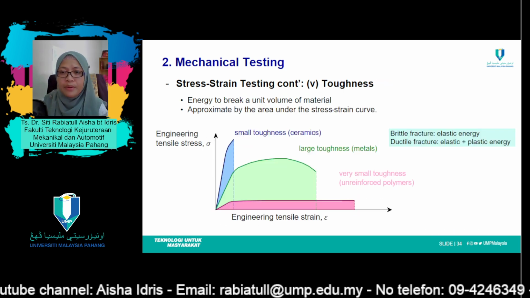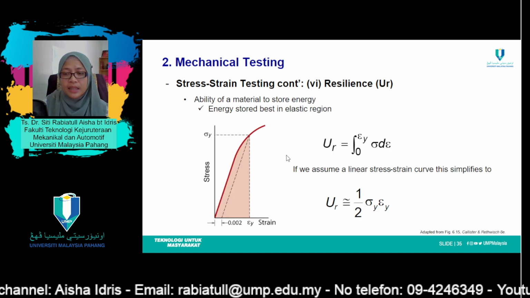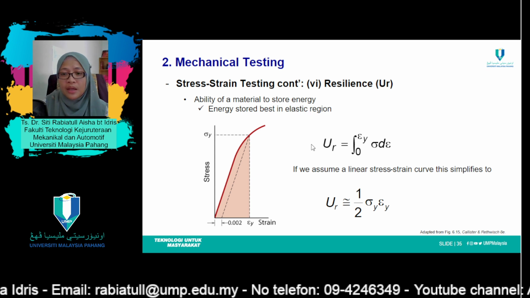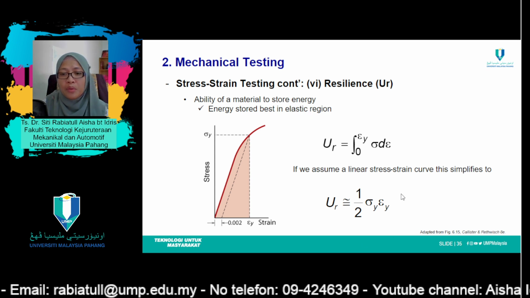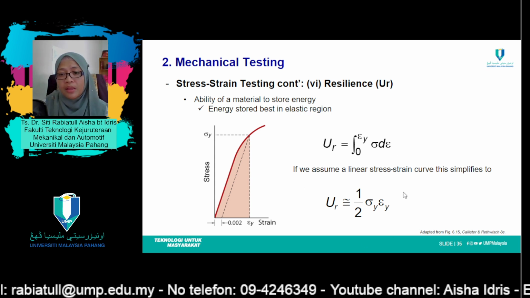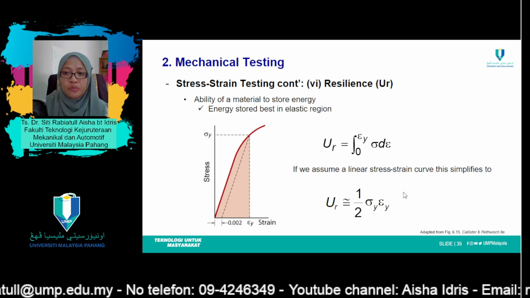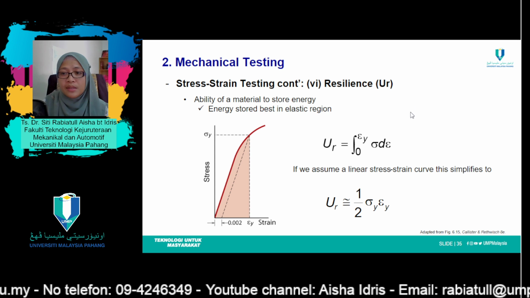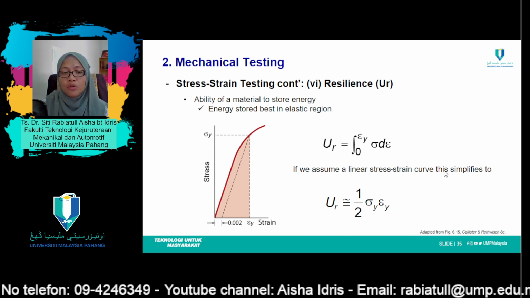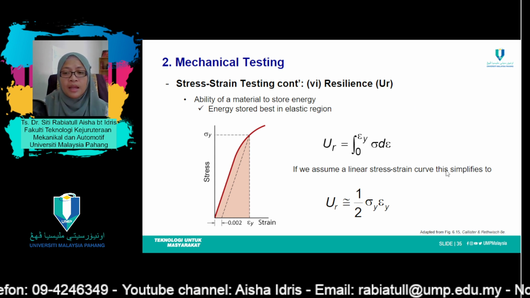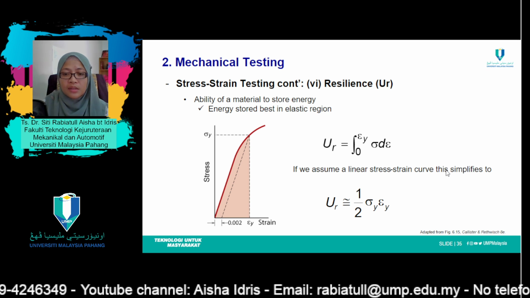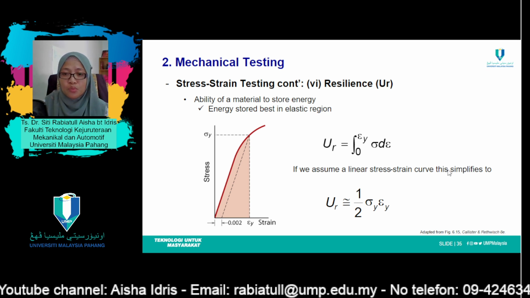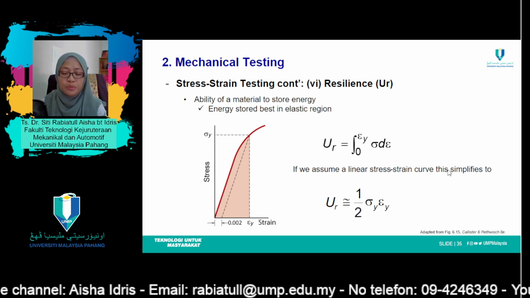Number 6 is resilience. It refers to the ability of a material to store energy, and this is the formula for resilience. However, in this subject, we are not going to focus on resilience, but this is basic knowledge for you in order to know what resilience is. And these things you are going to learn more in Strength of Materials 1 and Strength of Materials 2.